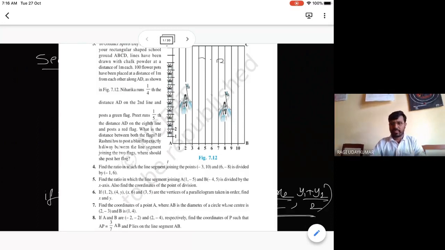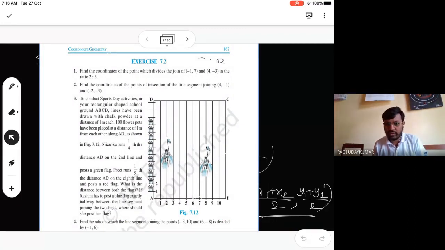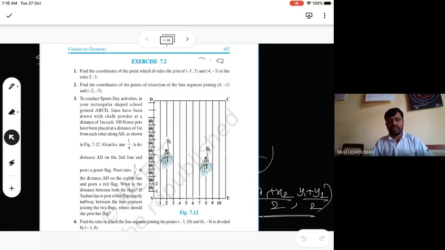Good morning, everyone. So yesterday we started the section formula. Based on the section formula, two problems also we have learned. Can any one of you tell me what is the section formula? So m1 x2 plus m2 x1 by m1 plus m2, m1 y2 plus m2 y1 by m1 plus m2. Very good, very good.